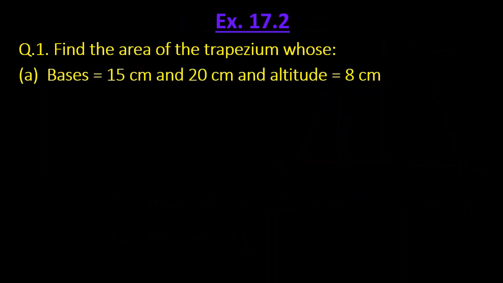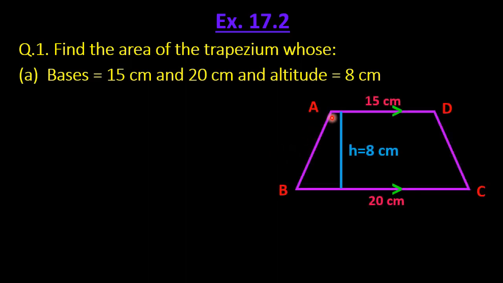Now from exercise 17.2, let me solve question number 1, and the question is, find the area of the trapezium whose bases are 15 cm and 20 cm and altitude is 8 cm. So here is a diagram of a trapezium. This ABCD is a trapezium in which the parallel sides are AD and BC. In the question it is given that the bases are 15 cm and 20 cm. So the longer side is 20 cm and the shorter side is 15 cm, and the altitude means height. So height is given as 8 cm.